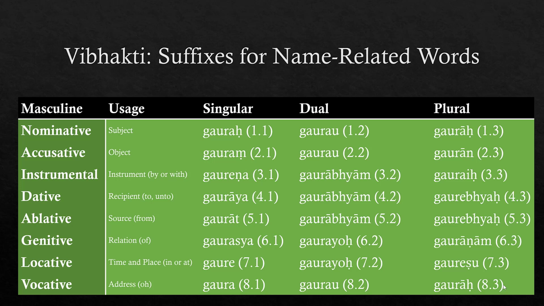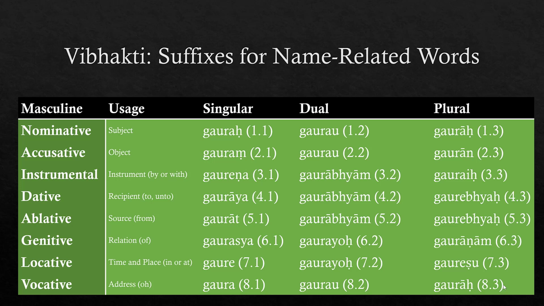In this table, let's consider the first line, which says nominative. It is used as a subject, and it sounds like Gauraha, Gaurau, Gauraha. I'll give you an example in a moment. If Gaura is used as an object, then you use the second line: Gauram, Gaurau, Gauran. If Gaura is an instrument in a sentence, it should be Gaurena, Gaurabhyam, Gauraih. If something is being offered unto Gaura, it should be Gauraya, Gaurabhyam, Gaurebhyah.